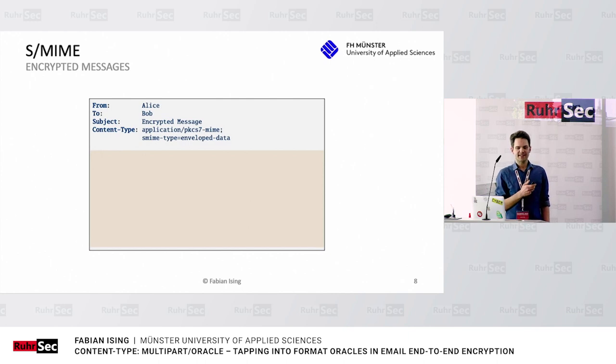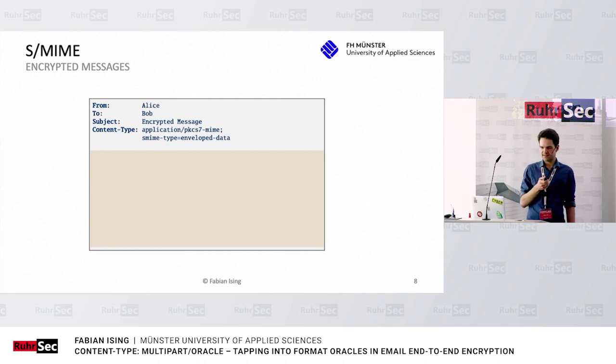But let's look at an example S/MIME email first. We'll only look at S/MIME 3.2 in this talk, because the relevant parts of S/MIME 4, which was released like 2 years ago, aren't, as far as we know, implemented in any relevant client right now. So S/MIME 3.2 for now.